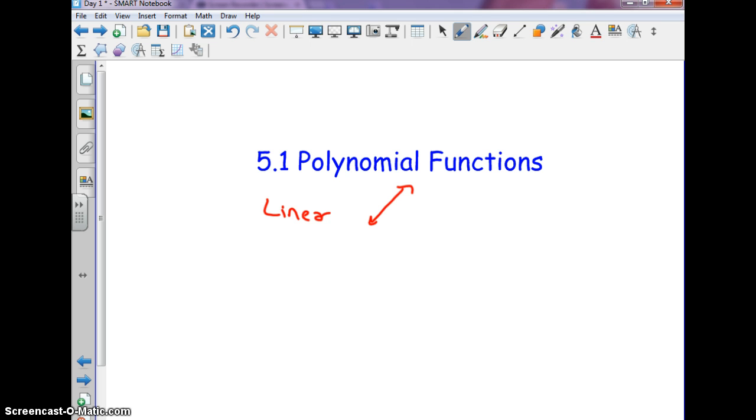You guys don't have to write this part down. I'm just talking to you. We're about to write this up formally. But then you had quadratic. And the quadratic function has one curve in it.